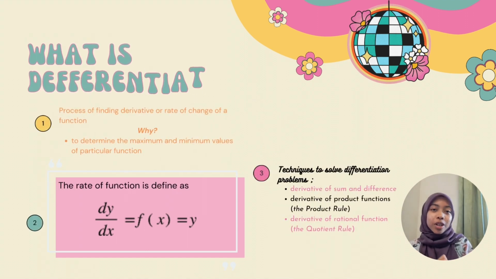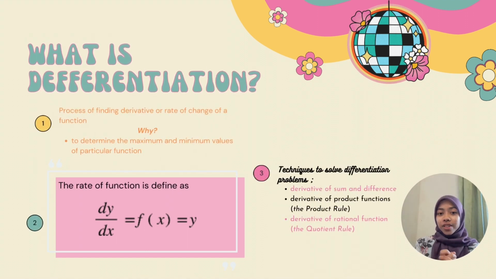So, for the first one, what is differentiation? Differentiation is a process of finding the derivative or rate of change of a function. Why? Because it determines the maximum and minimum values of a particular function. The rate of change of a function is defined as dy over dx equals f'(x), where y equals f(x).